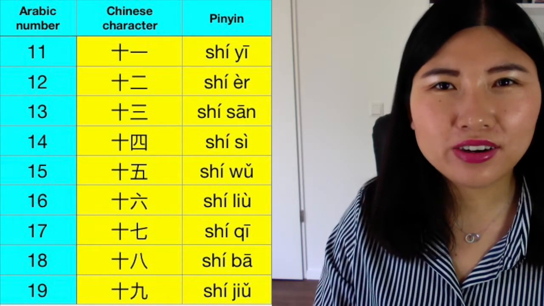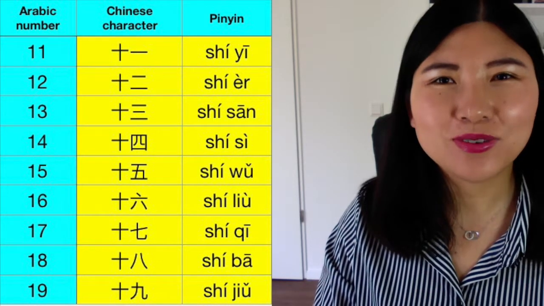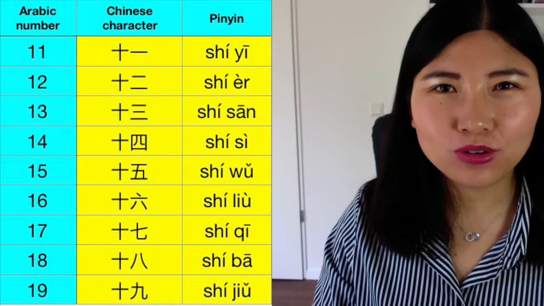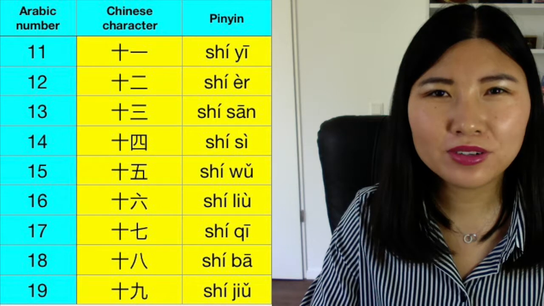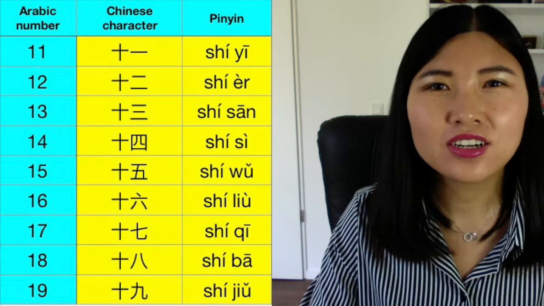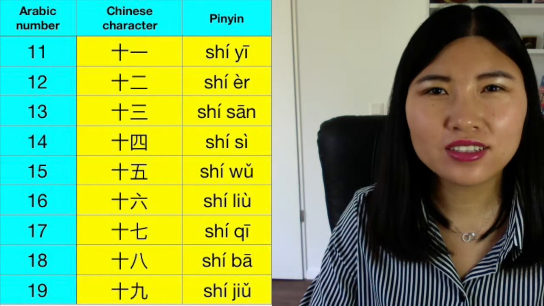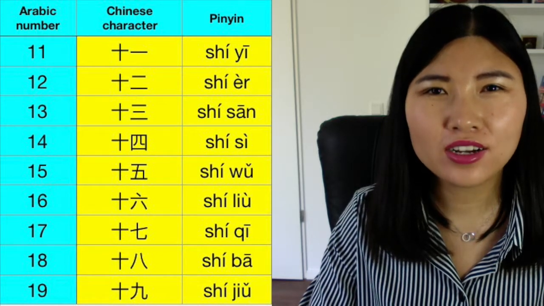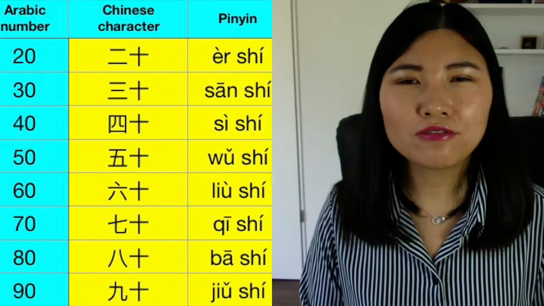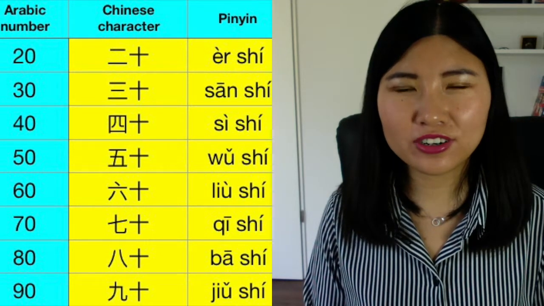Now you must know how we read 19 in Chinese. That's right, 19. Now let's count from 11 to 19 together. 11 12 13 14 15 16 17 18 19. From 20 to 99, it's also very logical in Chinese.